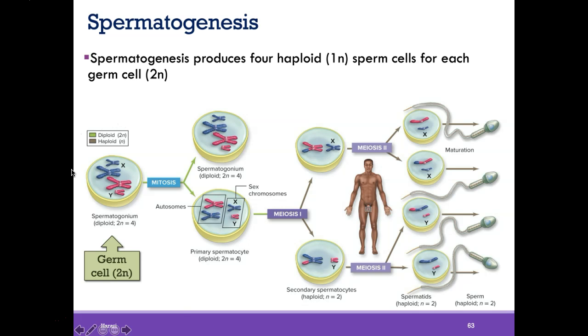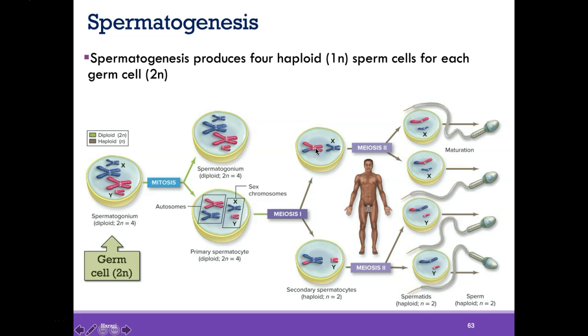So within the testes, we have what are called spermatogonia. These are diploid germ cells that can either become another spermatogonia or can become what's called a primary spermatocyte. The primary spermatocyte is what can undergo meiosis I. So the primary spermatocyte is a diploid cell. Crossing over will occur. And in meiosis I, we get 2 haploid secondary spermatocytes.